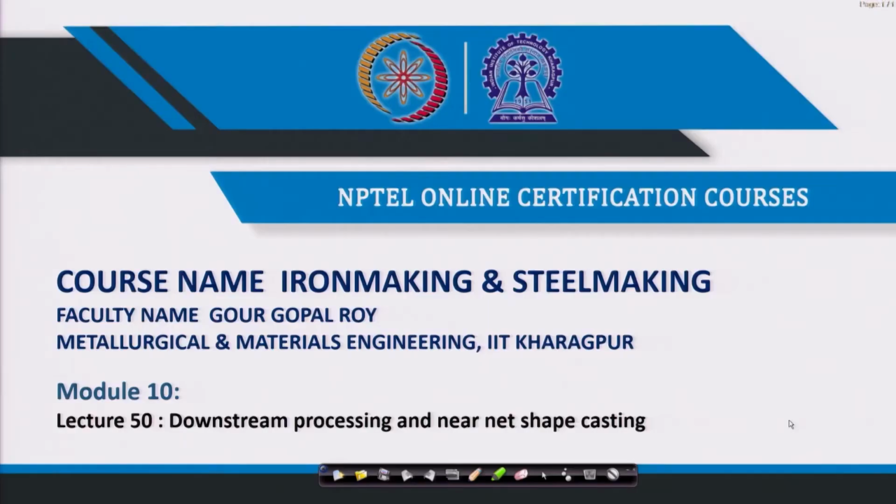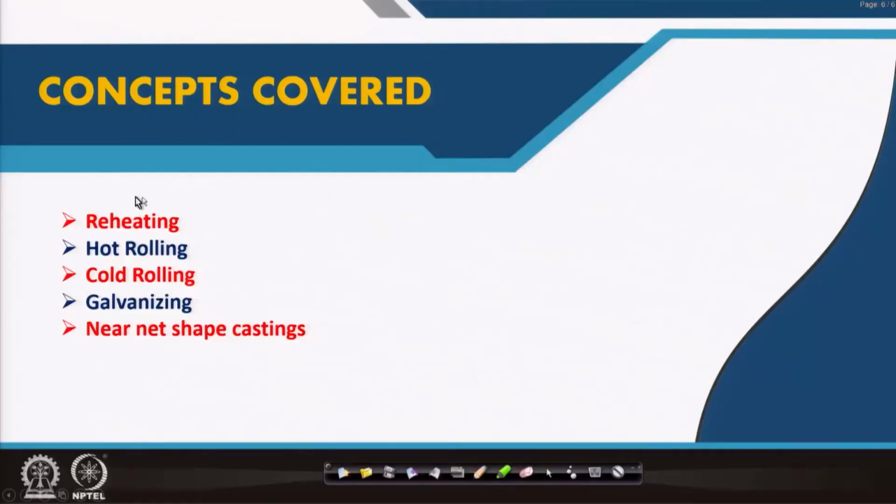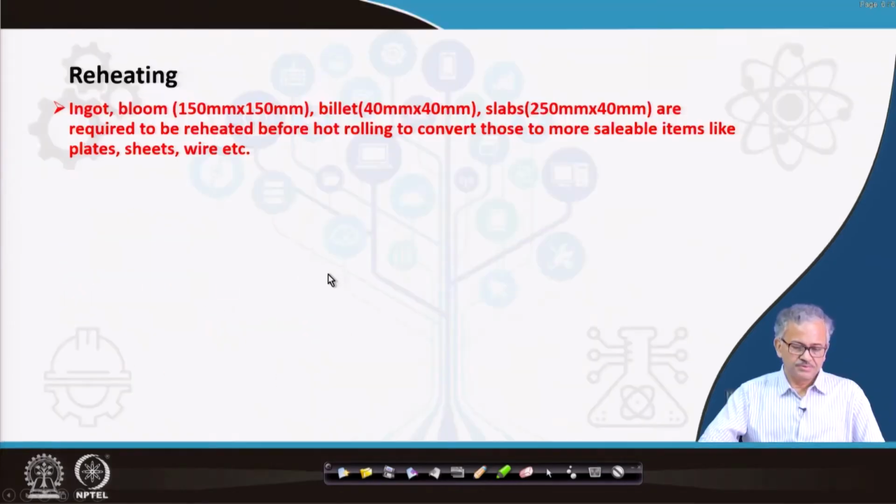Okay, in the last lecture we discussed continuous casting, including the various units and their functions and also continuous casting defects. Now in this lecture we will talk about some downstream processing of continuous casting as well as near net shape casting. The downstream processing steps are reheating, then hot rolling, cold rolling, and galvanizing. Then I will talk about near net shape casting, and it's very brief.